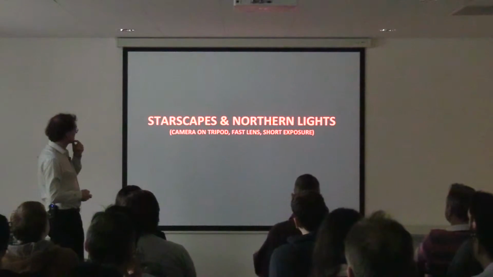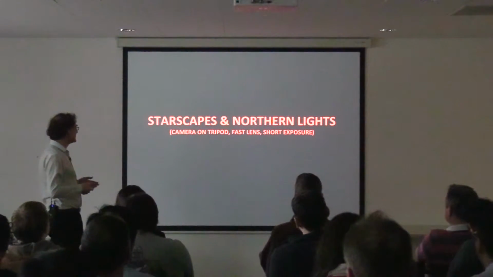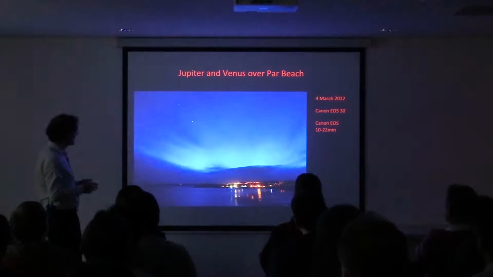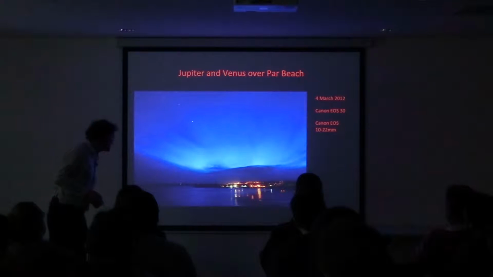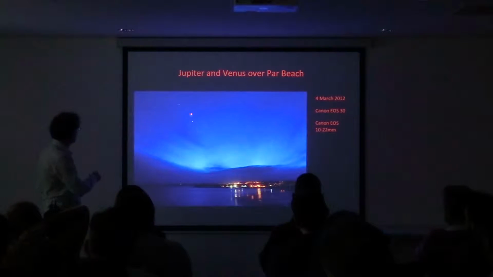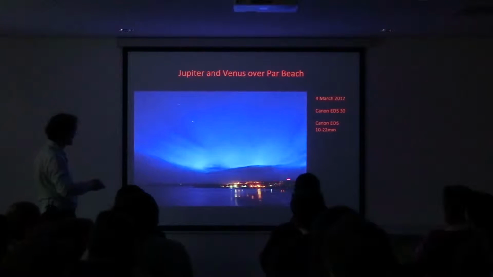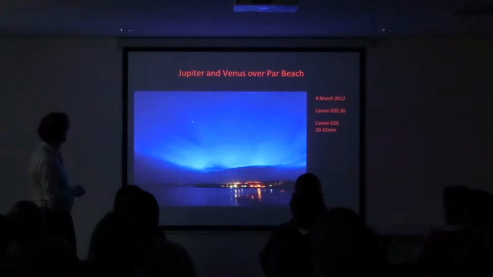Now we come on to Starscapes and Northern Lights. A little bit more advanced because some of this really needs a faster lens, which can be a bit more expensive. First of all, a very simple one taken with a kit lens, or just a wide-angle lens, which I have with the camera. This is just very simple. I won't point it out. That's Jupiter and that's Venus, and that's a nice sort of conjunction in the evening with the lights of the port of Par there in the background with Par Beach.